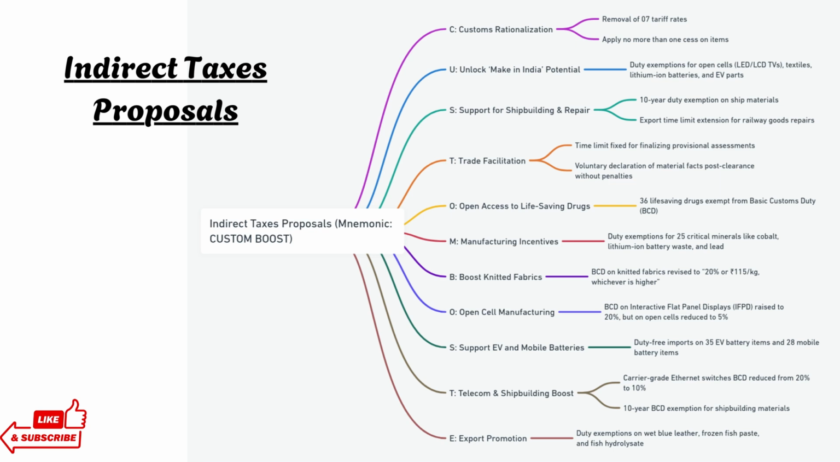6. Electric vehicle and mobile battery production. N. New production exemptions. Duty-free imports on 35 items for EV batteries and 28 items for mobile battery production. EV and mobile industries will now benefit from cheaper raw materials and higher local production. 7. Shipbuilding and telecommunications. E. Extended tax relief. 10-year BCD exemption for shipbuilding materials. BCD on carrier-grade Ethernet switches reduced from 20% to 10%, promoting telecom infrastructure growth.